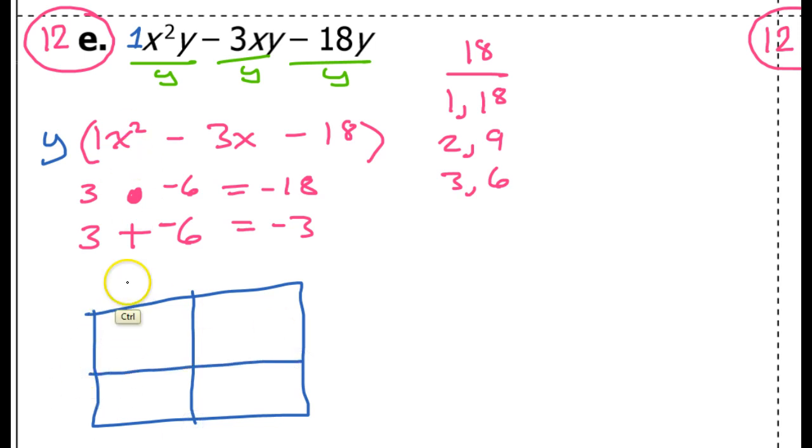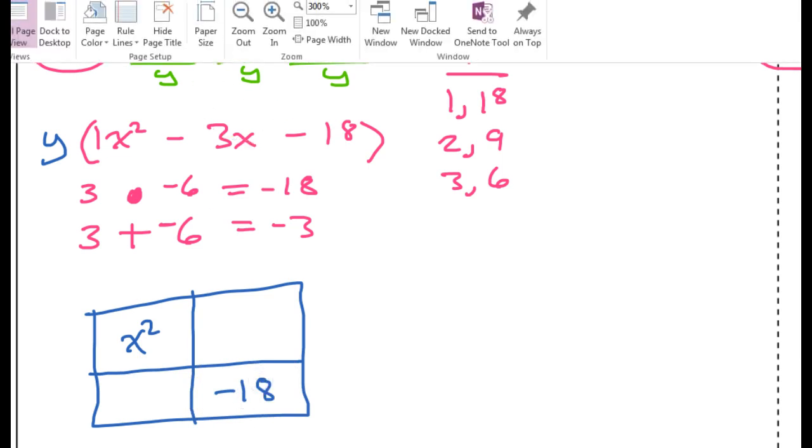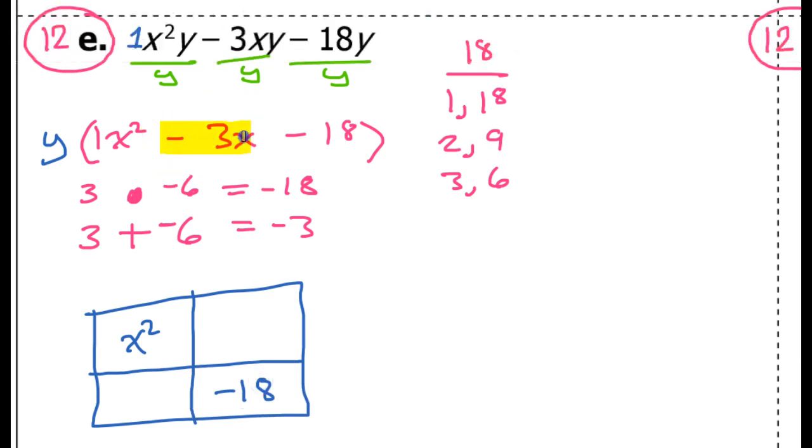Alright, the first term is x squared. So that goes in the first square. The last term goes in the last square. The other two terms come from the middle term. I'm talking about the other two squares. But the middle term is going to be separated into two terms using the two numbers that we just found. So negative 3x will become 3x and negative 6x, which I will write here and here.